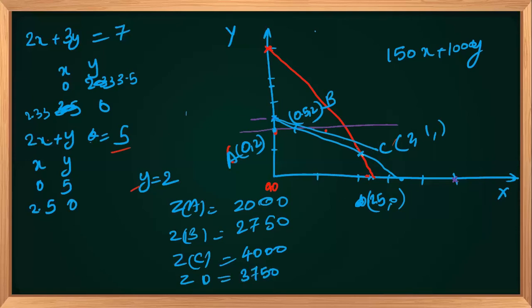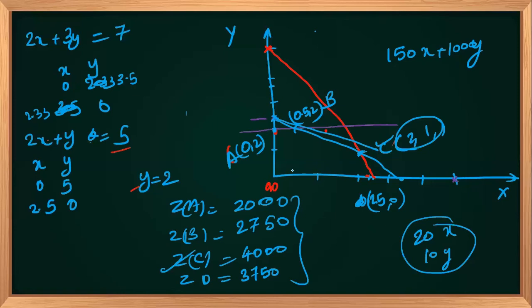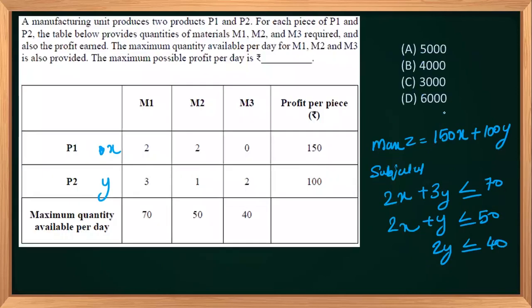Okay, so the maximum will happen at this point, so this will be our solution. We will manufacture 20 units of x and 10 units of y. If I do that, what will be the profit I'm getting? 4000, because this is the maximum among these 4 corner points that we have evaluated. So 4000 is the maximum, so that will be the profit. Since it's a multiple choice question and we have the answer here, this will be the answer.